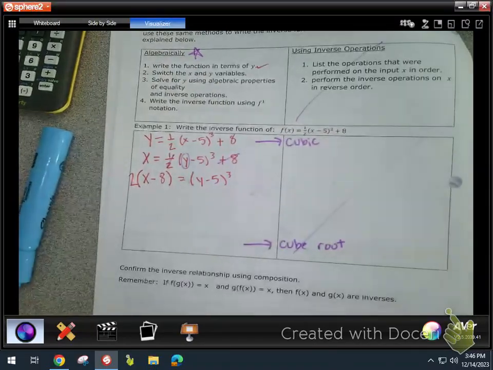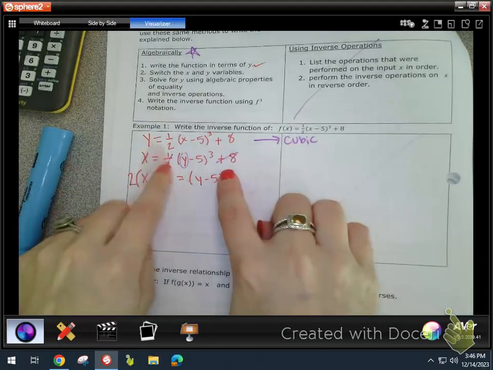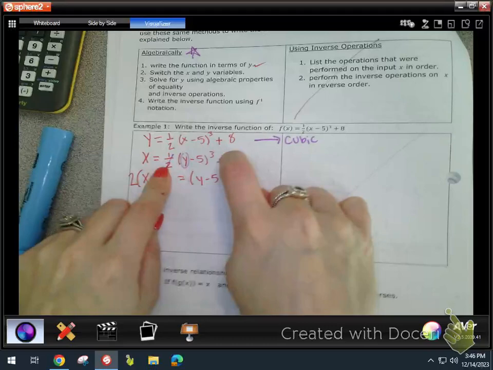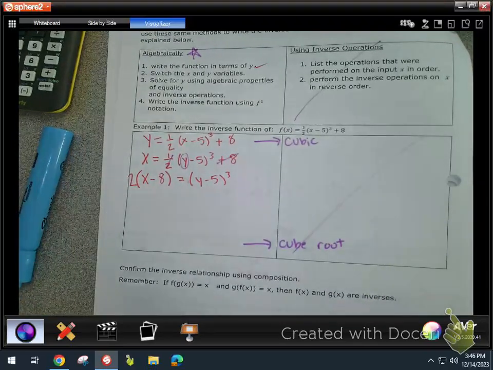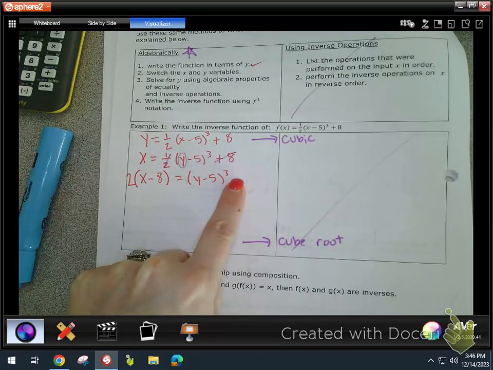So that's always the first thing, move the stuff that's outside. If you think transformations, move the d and the a to the other side. d goes first, a goes next. Okay? Now, I'm not done. How do I undo to the third power?